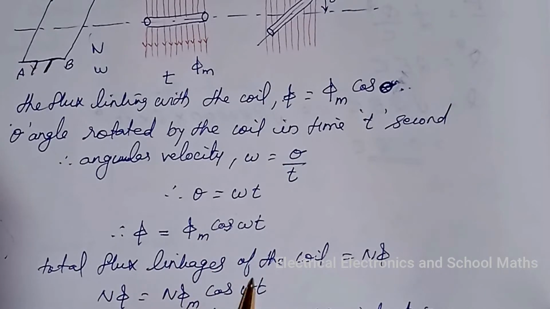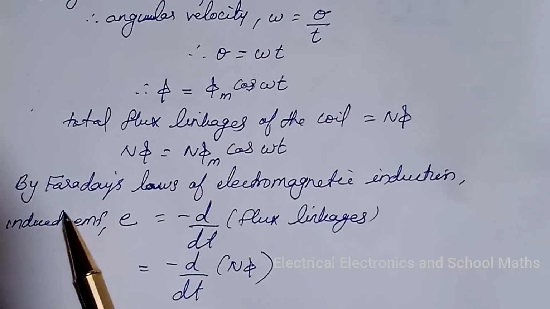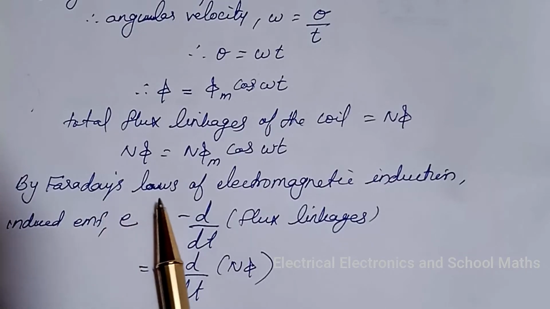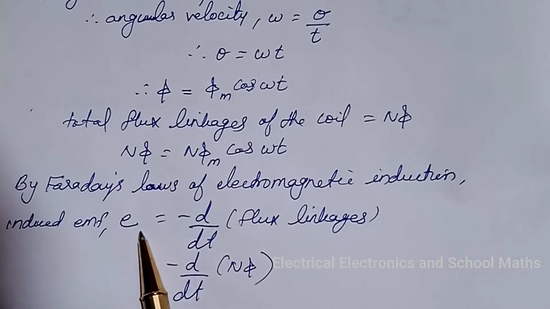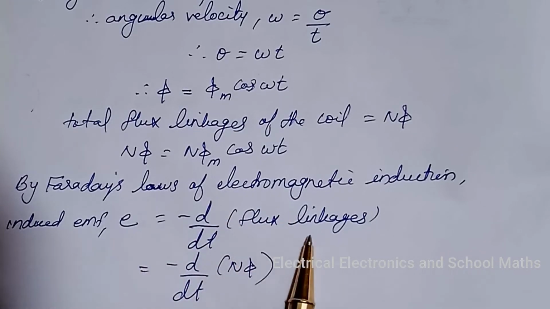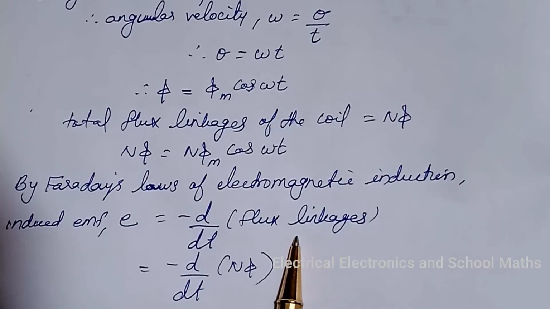The total flux linkages of the coil is n into phi. So we can write n into phi equal to n into phi m cos omega t, since the coil is having n number of turns. According to Faraday's laws of electromagnetic induction, the EMF induced in a coil is equal to the rate of change of flux linkages of the coil.